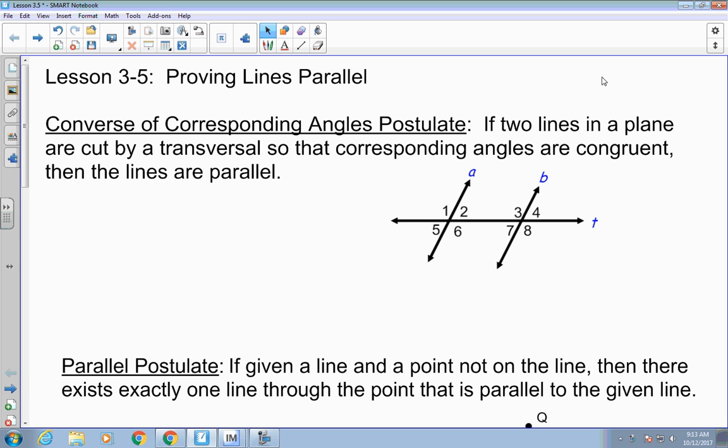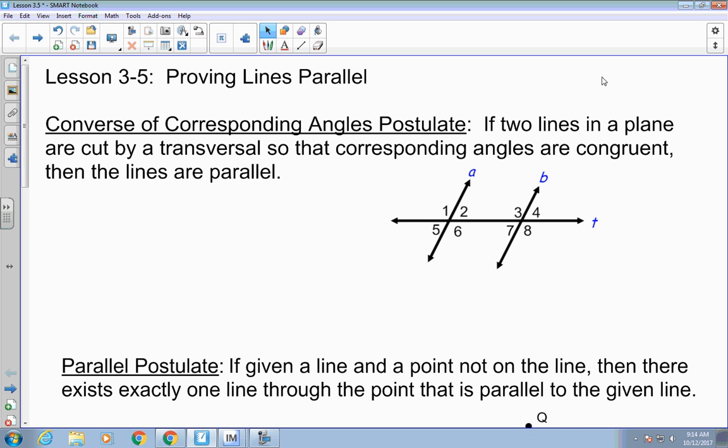Alternate interior angles. What was true about alternate interior angles when we had parallel lines? They were congruent. What else was congruent? Alternate exterior were congruent. Corresponding, right? Okay. And then we had a pair that was supplementary. What were those called? Corresponding interiors. Consecutive interior angles or something.